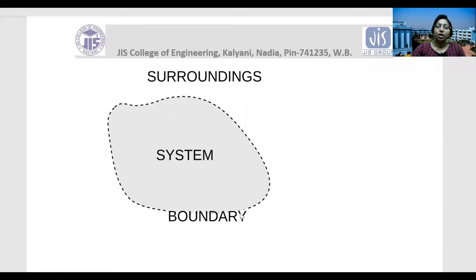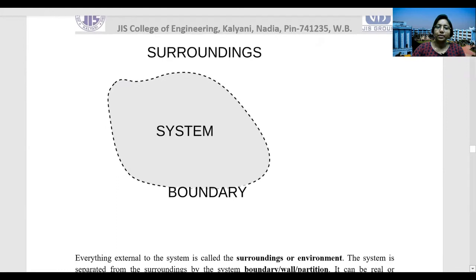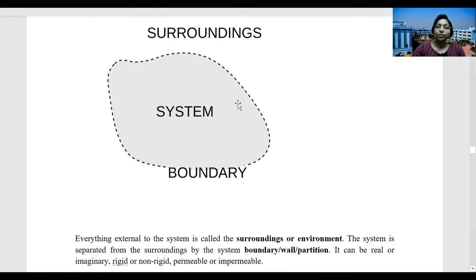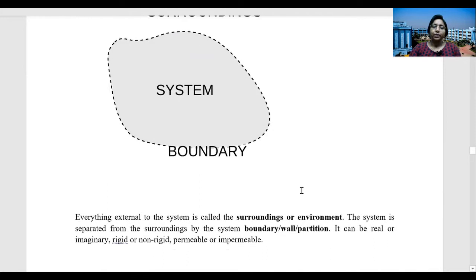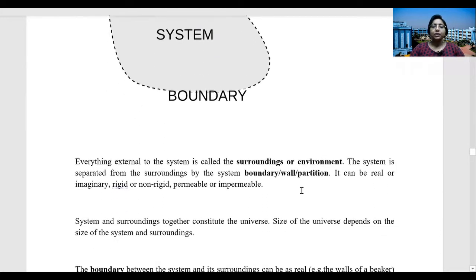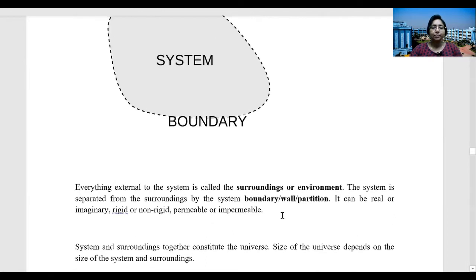The rest of the universe is called the surroundings, and that by which it is separated is called the boundary. Everything external to the system is called the surroundings or environment. The system is separated from the surroundings by the system boundary, wall, or partition.